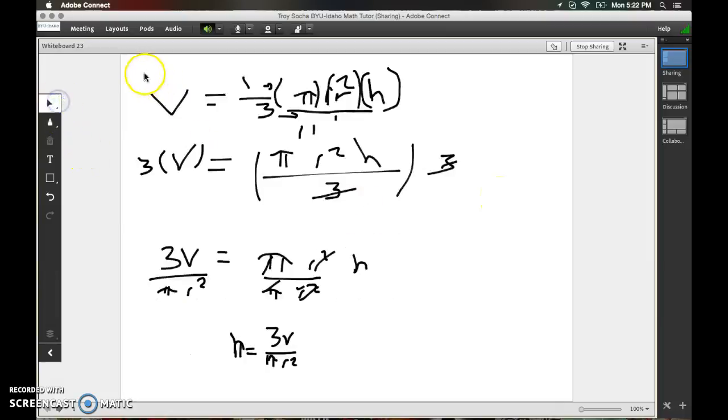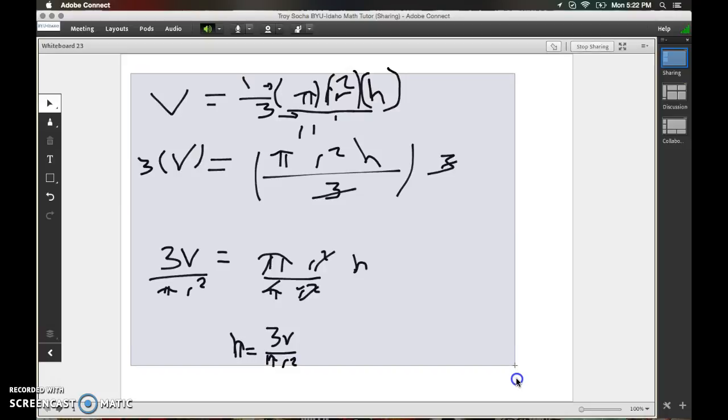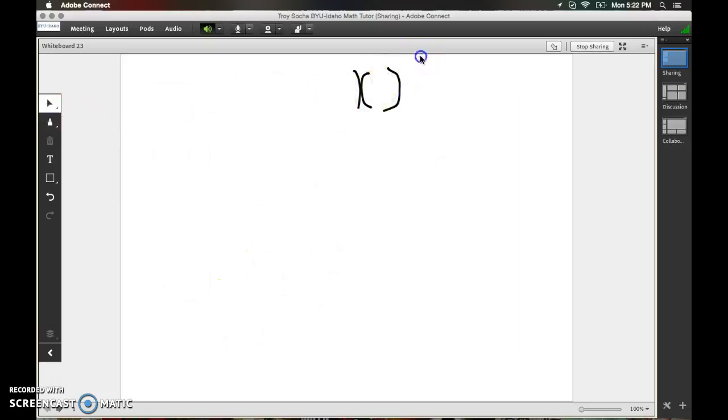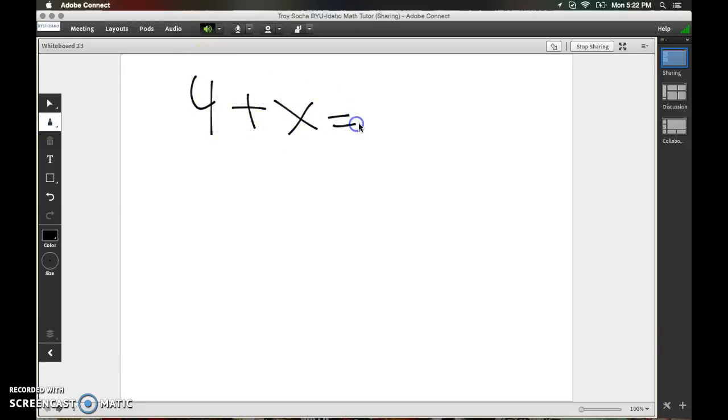Now there's one more thing that I should talk about, simplification versus solving. So solving is when we have an equal sign. So a problem like this, 4 plus x equals 6. That's solving. So when we do it this way, this means that we're going to be solving for x because this equal sign right here says solve.